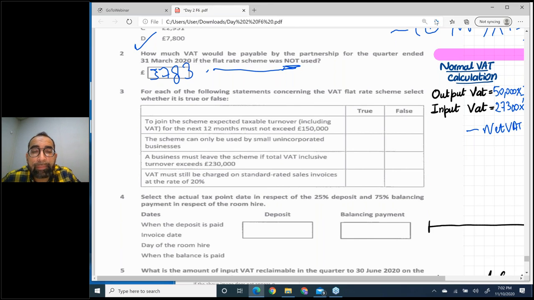To join the scheme, true or false. To join the scheme, expected taxable turnover. Now this is purely related to law. You must memorize the law. There are some points which you have to memorize.